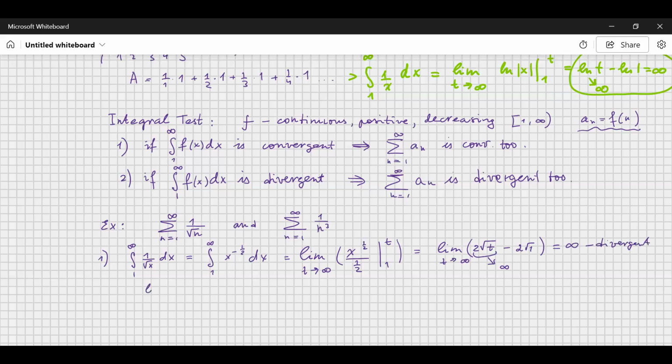So by the integral test, the series is divergent too. Lots of handwriting, right?